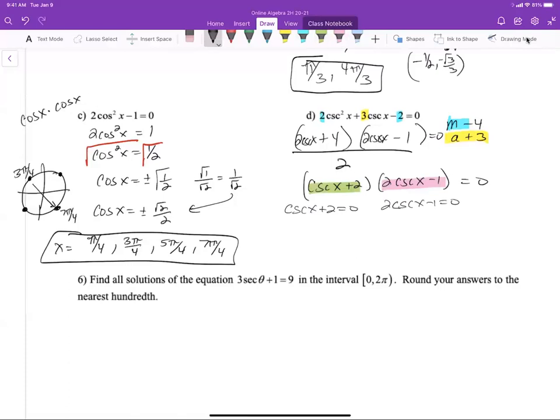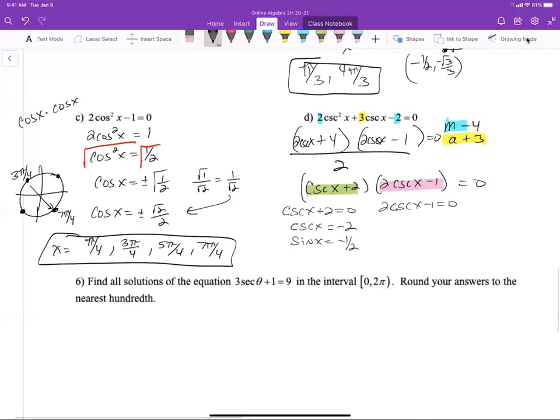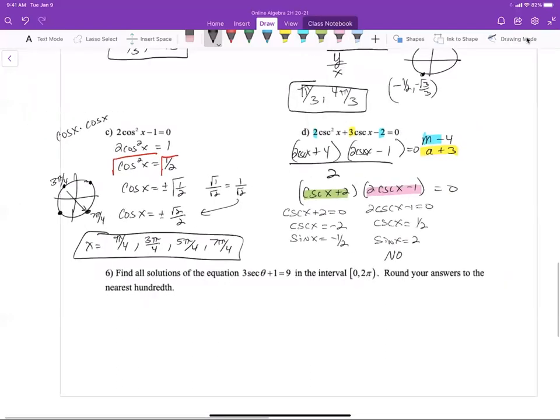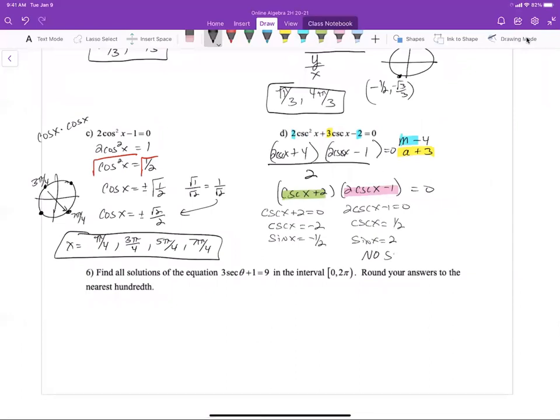I do not like dealing with cosecant. I'm pretty sure you don't either. So once I get it rearranged, cosecant x is equal to -2, I would change that to sine by taking the reciprocal. Sine of x is equal to -1/2. And over here, we will get cosecant x equal to +1/2, which will mean sine of x is equal to 2. Sine actually is never equal to 2. It only goes between -1 and 1. So this is no solution.